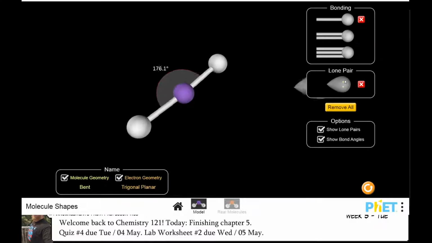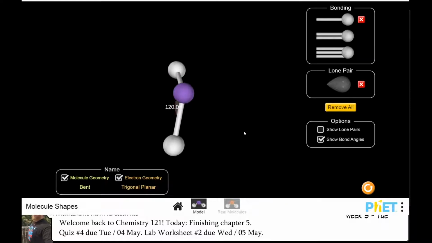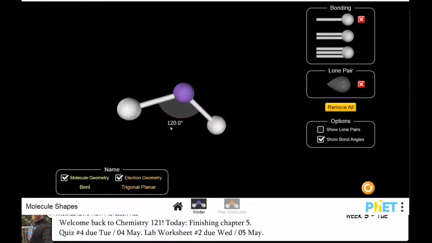But if I remove one of these groups and make it an electron pair, then my invisible electron pair makes a different shape. I still have 3 electron groups, so it's trigonal planar, but now one of those is an electron pair, so I get a different shape. It's bent.